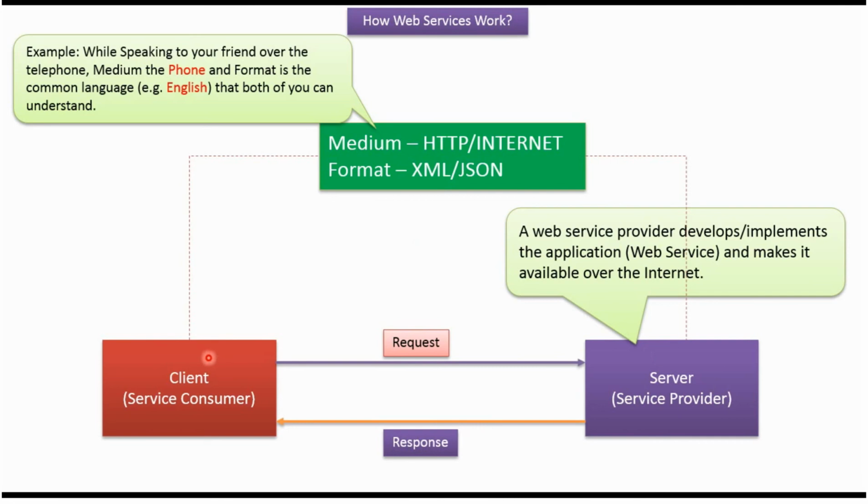Here you can see the client which sends a request to the server using the medium internet, and web services use the HTTP protocol, and the request format will be XML or JSON. The server receives the request, processes it, and sends a response back to the client using the medium internet and HTTP protocol, and the format of the response will be XML or JSON, so that the client can understand.